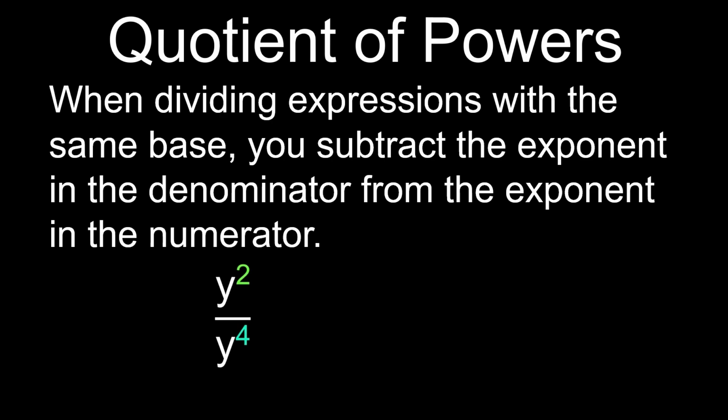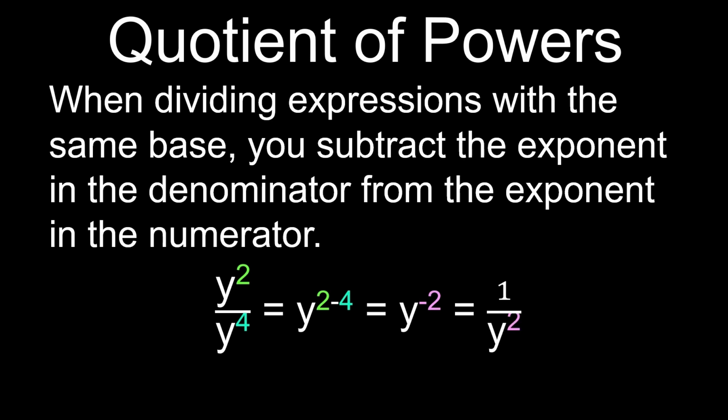If we have y squared over y to the fourth, or y squared divided by y to the fourth, we have the same base y, and our rule is to subtract the exponents. Here, we're going to have 2 minus 4. This will equal y to the negative 2 power, because 2 minus 4 is negative 2. And when we have a negative exponent, remember we take the reciprocal and we keep the powers, so 1 over y squared.